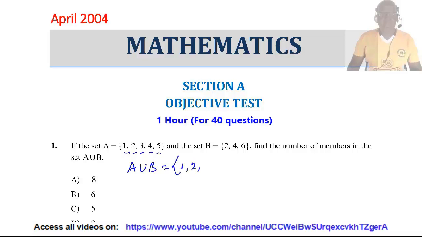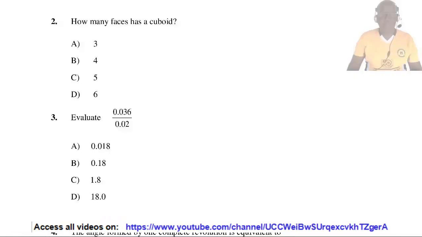1, 2, 3, 4, and 5. 2 is already here. 4 is already here. So 6. There are 1, 2, 3, 4, 5, 6 elements in A union B. So the answer is B. Question 2. How many faces has a cuboid? A cuboid has 6 faces. So the answer is D.